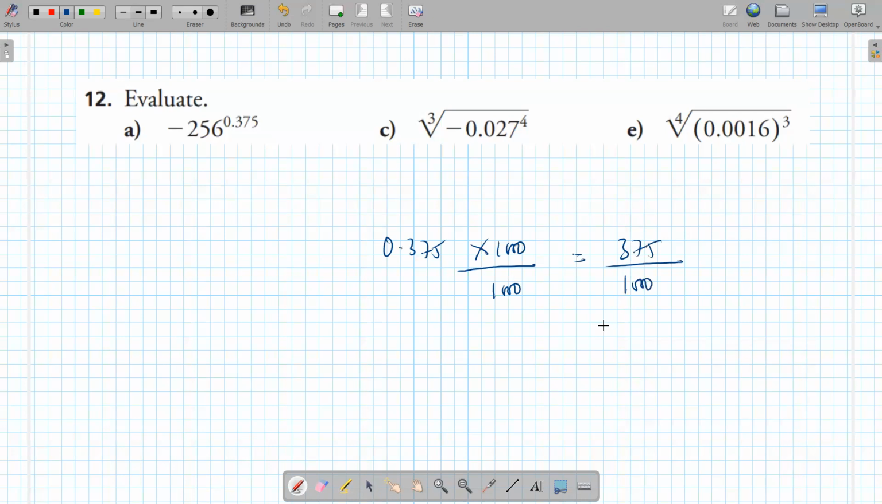You can plug this into your calculator. There's a button that reduces any fraction to its bare bones. This thing reduces to 4 over 15, I believe. Maybe I'm wrong there. 375 divided by 1000. It was 3 over 8, not 4 over 15. 3 over 8. What did I say? I said 15 over 4.